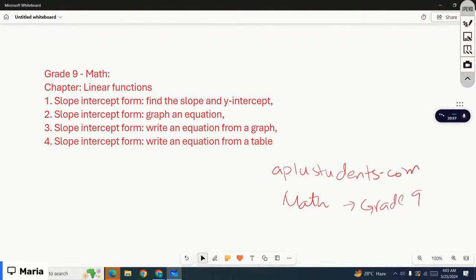There you can find the list of the chapters. We're going to start with the chapter linear functions. The lessons are: slope intercept form, find the slope and y-intercept. Slope intercept form, graph an equation. Slope intercept form, write an equation from a graph. Slope intercept form, write an equation from a table.